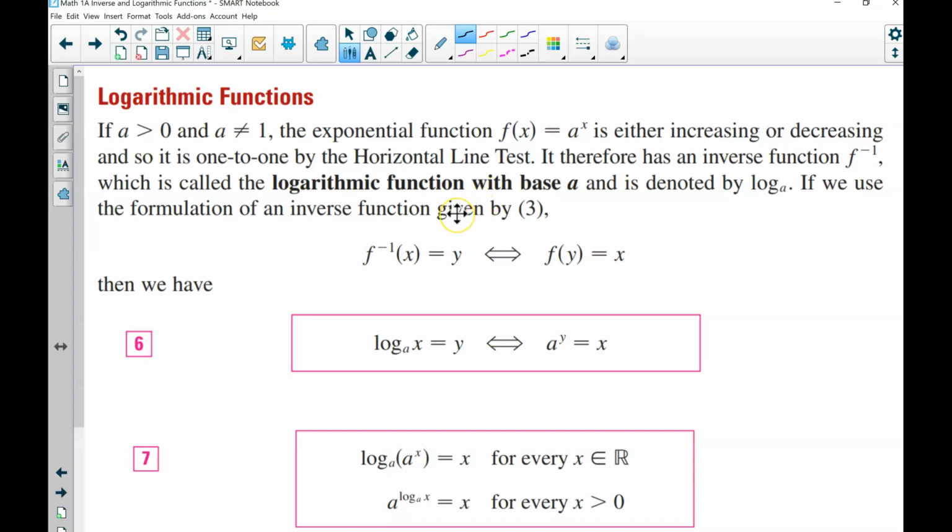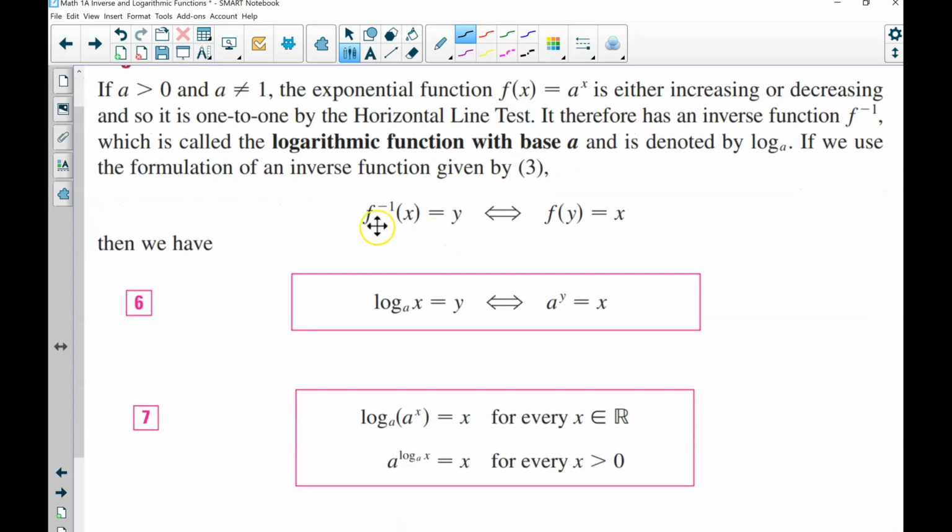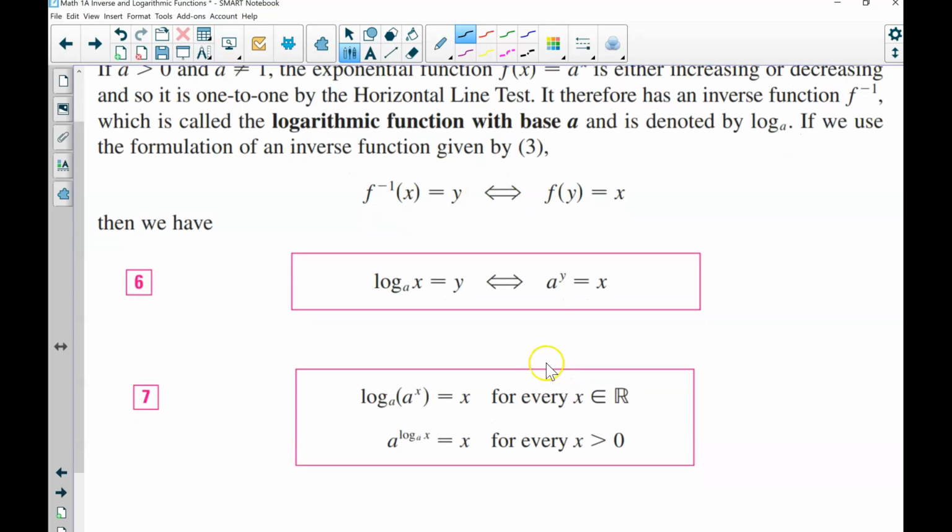If we use the formulation of an inverse function given by that theorem 3, so f inverse of x equals y, where f of y is equal to x. Same thing here. The log of base a of x is equal to y. So the best way to look at this is saying that y is the exponent on base a to get x. And then we would rewrite that in exponential form. So again, y is the exponent on base a to get x.